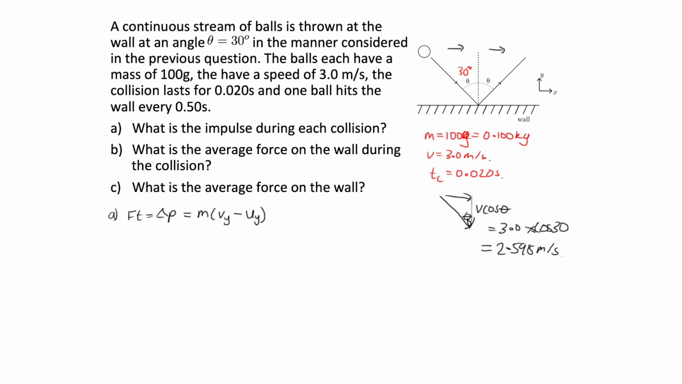And finally, it's got the same magnitude, but it's heading in the opposite direction. So we can write this as m, and then we've got v cos 30 minus negative v cos 30. So this is equal to m, which is 0.100, times v cos 30, which is 2.598, and there's 2 of these. So solving that, I end up with 0.52 Newton seconds away from the wall.